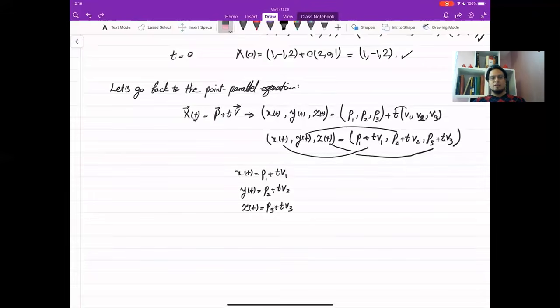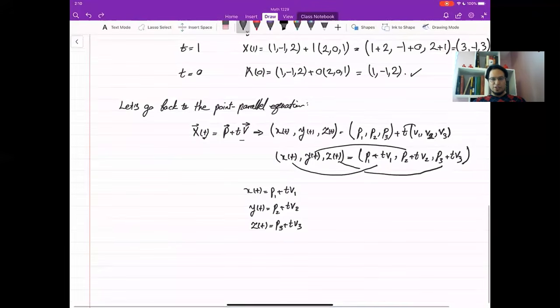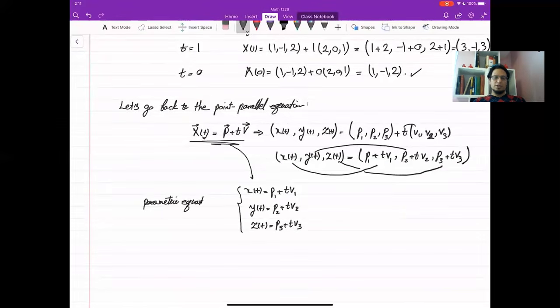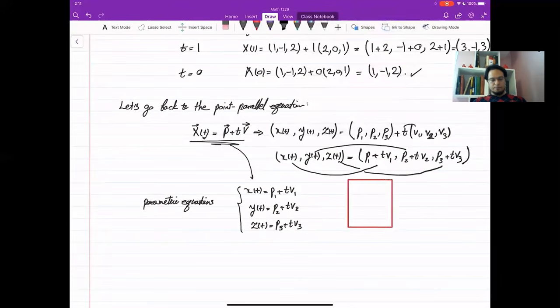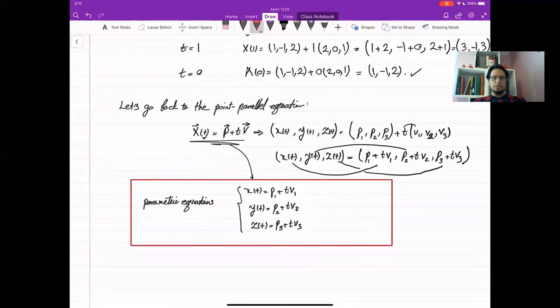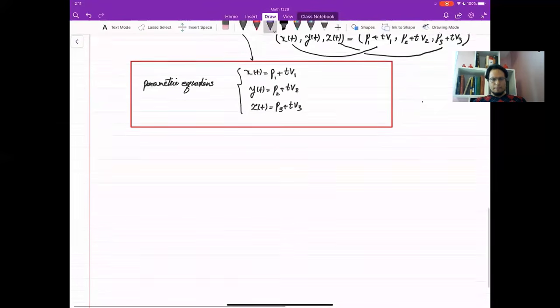This is another form. We call this the parametric equations for the line. As you can see, it just comes from writing the point-parallel equation for the components. Let me write the name here, parametric equations. This is the second thing you have to know and be able to use for lines in R3. I box this one, and let us do an example.